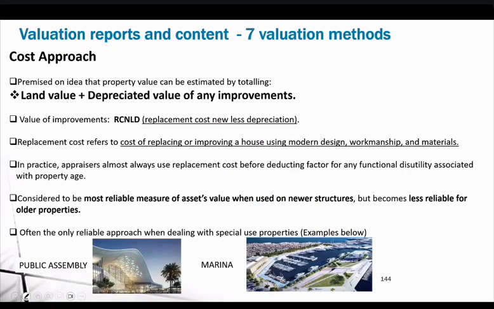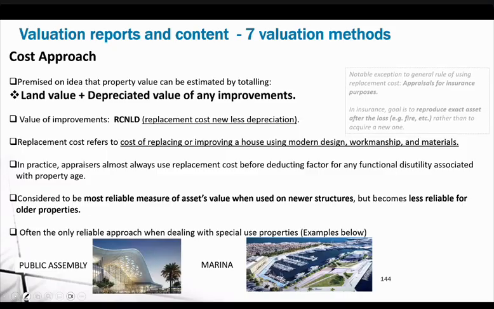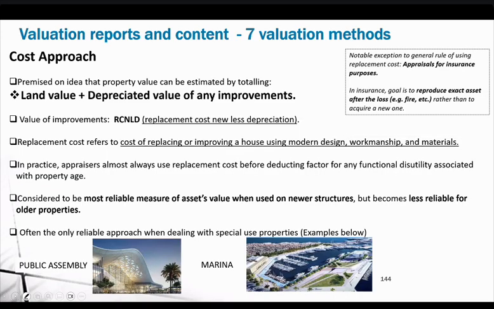Okay, now on slide number 144, this is the first one. They talk about the cost approach. Cost approach is premised on this idea: we estimate the property value by totaling the land value plus the depreciated value of any improvement. So the value of improvement is determined by RCN less D, replacement cost new, less depreciation.